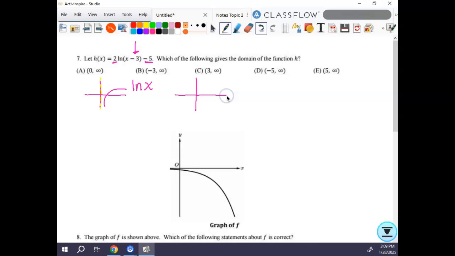So I have that x minus 3. X is a liar. That means I go to the right 3. And so my asymptote that was here is now here. And my graph looks like this and goes through 4. So my domain starts at 3 and goes to infinity, and I don't get to include it.